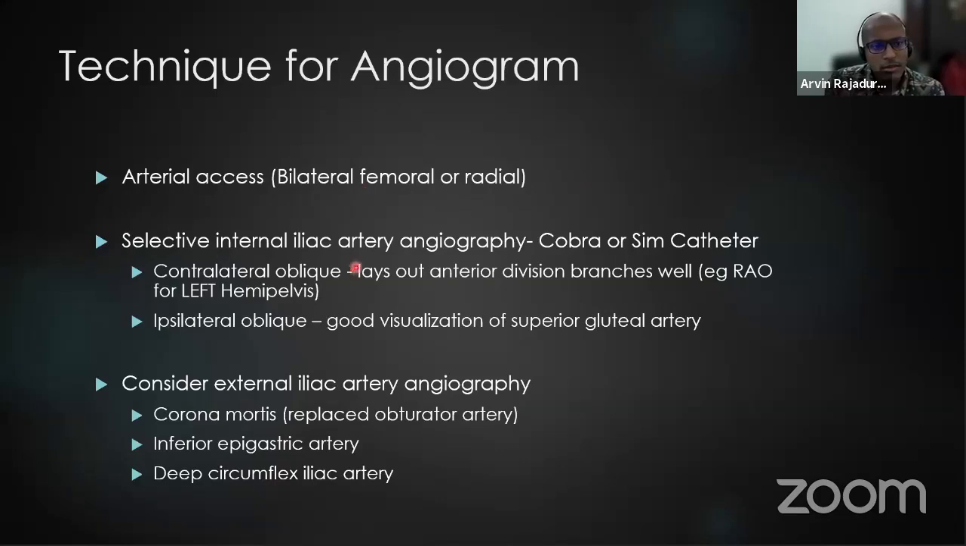And then you do internal iliac angiography, either using a Cobra or a SIM catheter. And the best view for you to get is a contralateral oblique view. So you do an oblique view for you to lay out the anterior and posterior divisions well, and you do an ipsilateral oblique view to have good visualization of the superior gluteal artery.